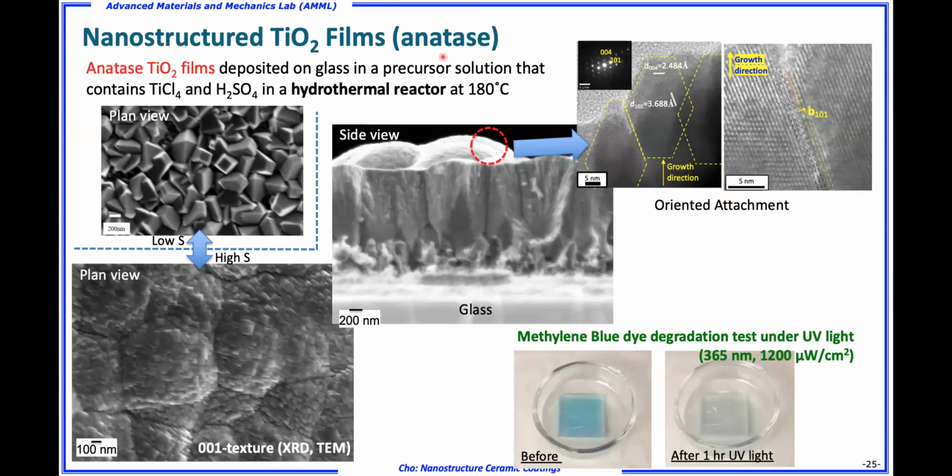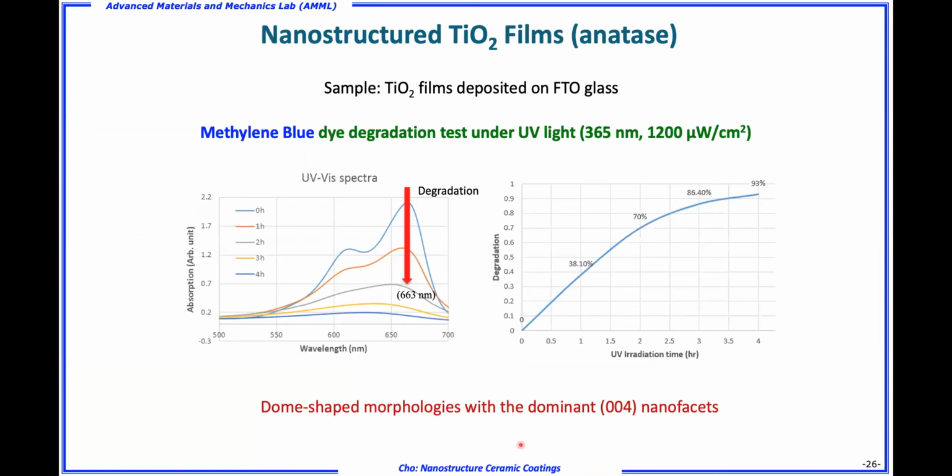So we used the anatase film to have the same dye degradation test. Especially for the 001 textured anatase film, the degradation was much faster, as shown here. After 1 hour, the dye colors are completely bleached. That indicates a very strong dye degradation performance. As expected, with more quantitative data through the UV-Vis spectra, after 4 hours it's almost gone. The dye degradation percentage is about 93% after 4 hours of UV radiation. So the anatase film's performance is very comparable to the zinc oxide.